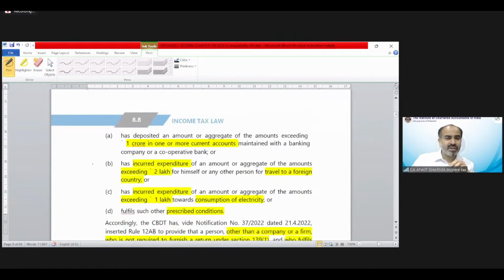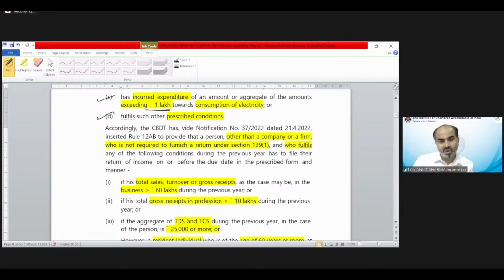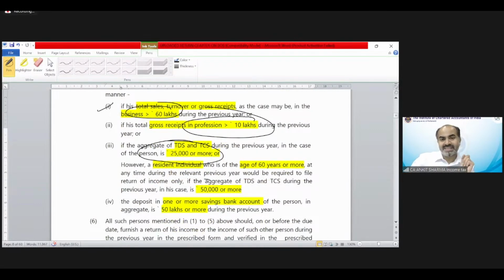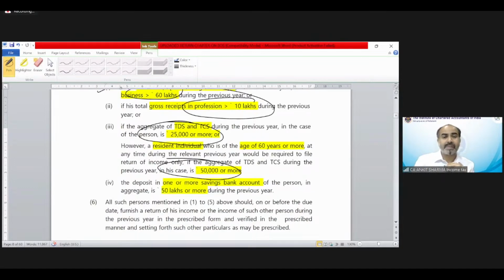There are certain transactions in which case you have to file your income tax return. That is point number A. If you deposit 1 crore in one or more current accounts, if you have expenditure for foreign travel exceeding 2 lakh rupees, if you have incurred expenditure exceeding 1 lakh rupees for electricity, or you fulfill such other prescribed conditions. We also have some prescribed conditions over here: if your total sales or turnover of business exceeds 60 lakh, if it is a profession, your receipts exceed 10 lakh, if the TDS or TCS deducted is 25,000 or more, if you are a senior citizen and the TDS or TCS deducted is more than 50,000, or the deposit in one or more savings accounts is more than 50 lakh during the previous year.